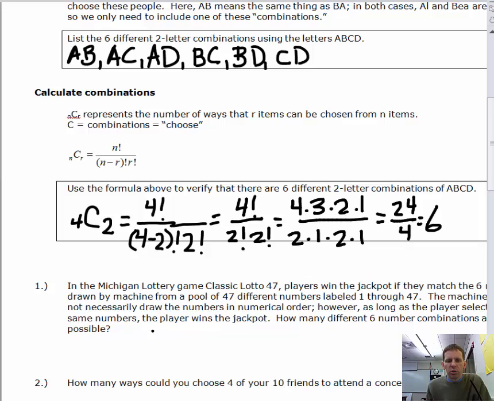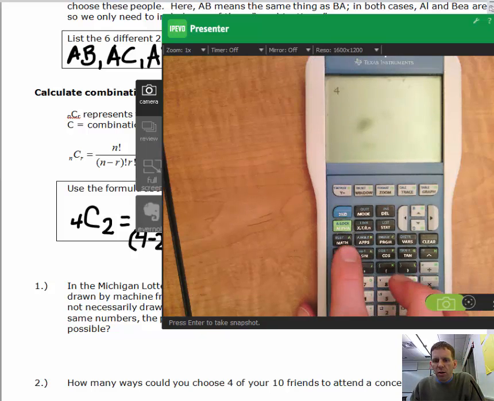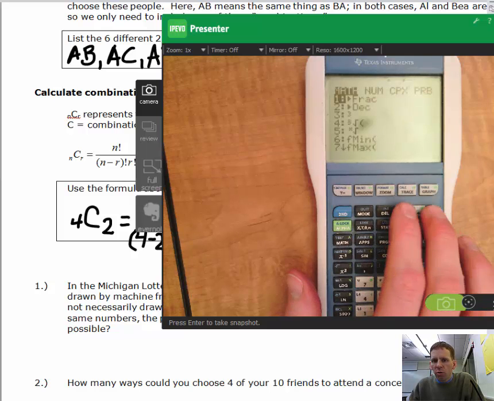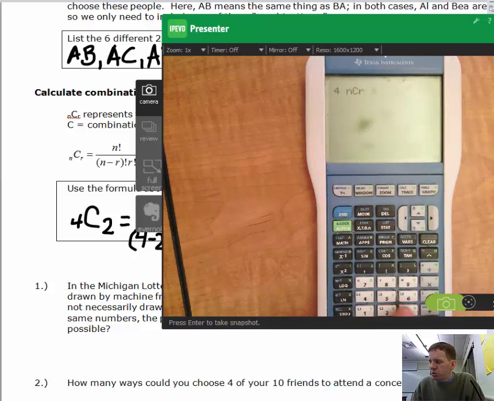If you want to use a calculator shortcut, by all means you can do that as well. The calculator command here that we would use is 4 nCr 2. You can type in the 4 button on your calculator, hit math, go over to probability. You're going to see the nCr command. Then you can choose 2, hit enter, and you'll get 6.